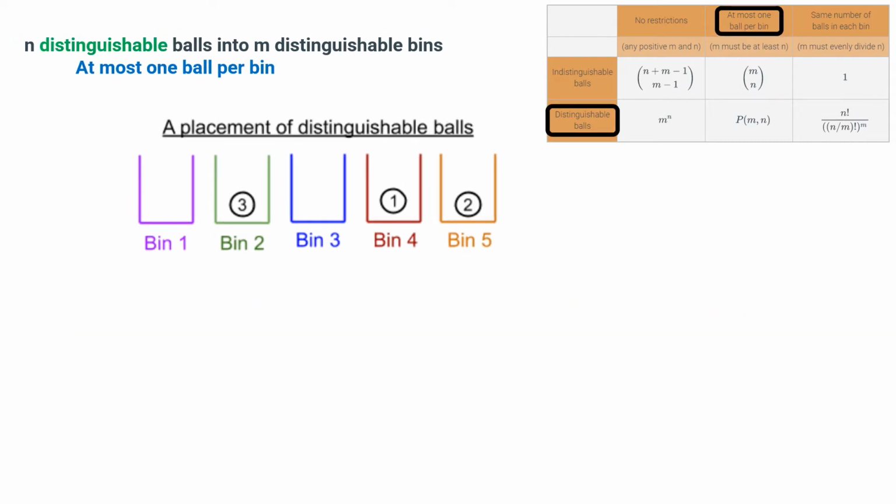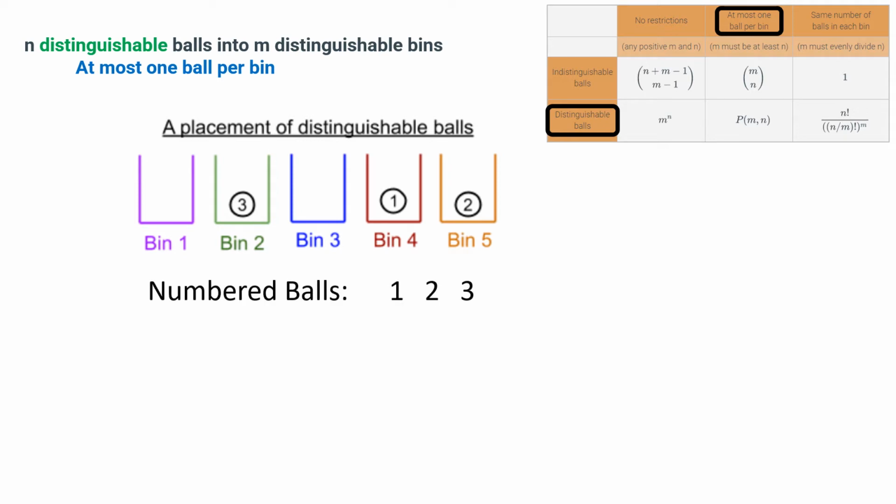Now let's go to distinguishable balls. So they are numbered or somehow distinguishable from each other. And then at most one ball per bin. Here you have a picture of 5 bins, only 3 balls, but they are numbered. So let's see if we can figure out how we might come to the conclusion of what they have up there in the table.